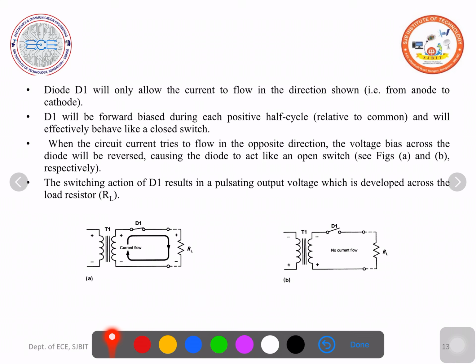In the positive half cycle, let us assume the upper terminal of the secondary winding is positive and the bottom terminal is negative. Earlier there was a diode here which was replaced by a short circuit. Now this is the anode, this is the cathode. Anode is more positive than the cathode. Anode is applied a positive potential and cathode is connected to a negative potential. So the diode is said to be forward biased. If we assume that the diode is ideal, then you can replace the diode with a short circuit. Now the current flows in the clockwise direction.